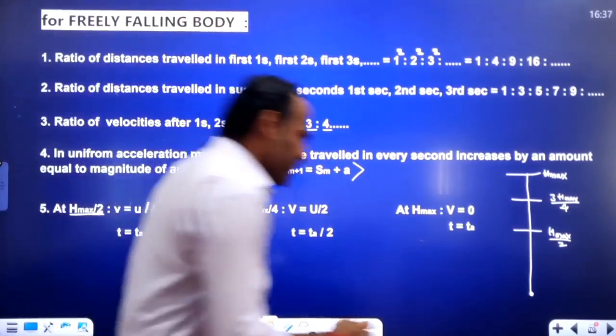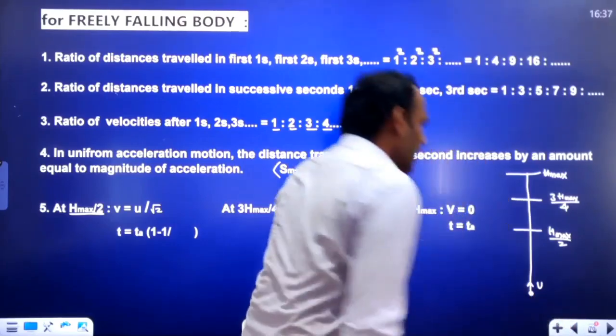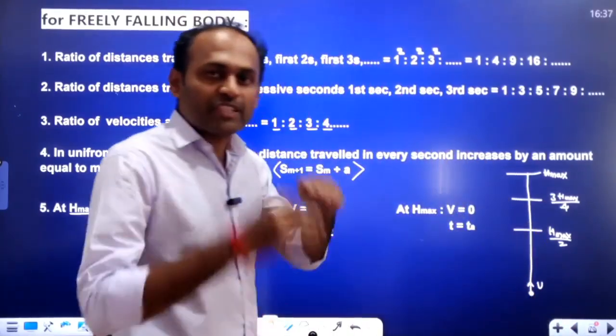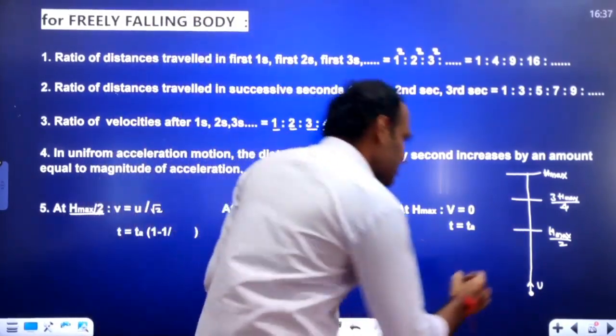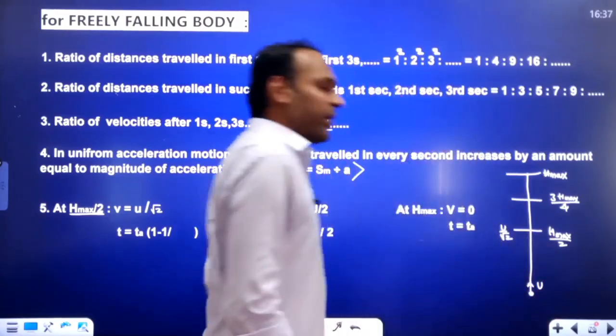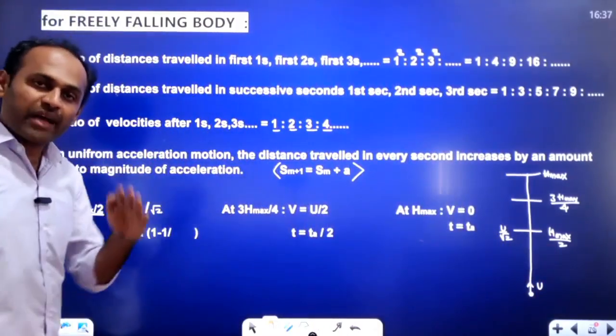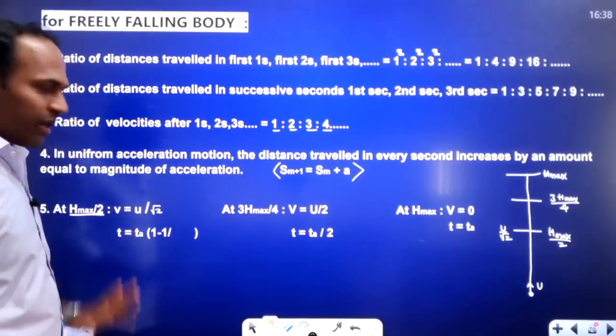Initial velocity, with how much velocity you throw it, it will not be half of that. When the height becomes half, h max by 2, the velocity does not become half. The velocity will be u by root 2. At what height? At maximum height by 2. At half of the maximum height, velocity will be u by root 2.